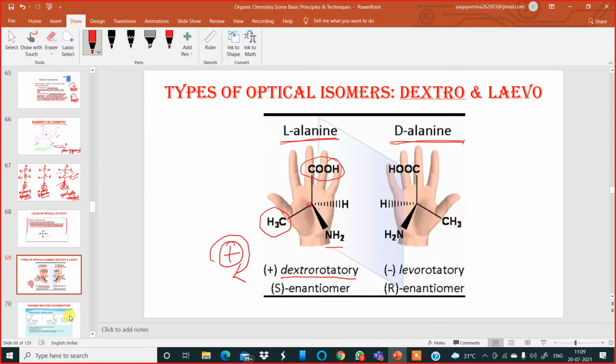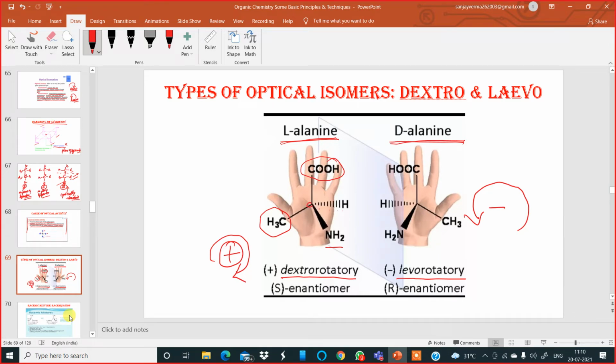But if you look at D-alanine, this isomer, COOH over here, CH3, NH2, this one is called the levorotatory isomer. If you pass plane polarized light through this compound, it will rotate it in the anti-clockwise direction. That's why we put a minus sign for this. So these are the types of optical isomers. You will find plenty of examples in the book with regard to these dextro and levo forms.